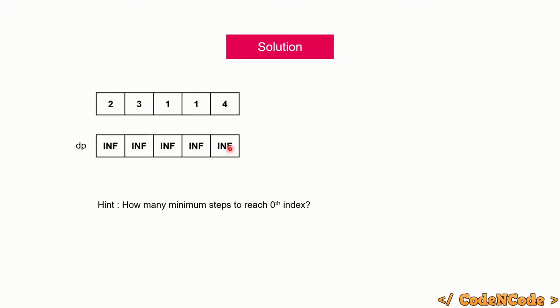Now, how many minimum steps are required to reach the 0th index? Well, the answer is 0, because we are directly starting from the 0th index.